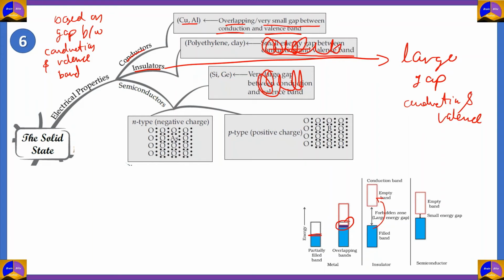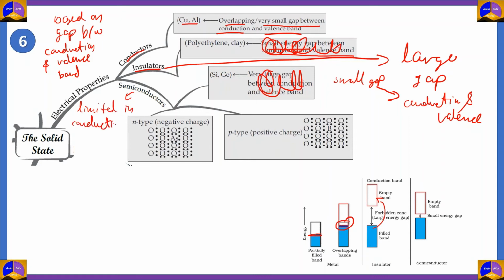When we look at semiconductors, semiconductors contain a small gap. There's a small energy gap between the conduction band and the valence band. So by itself, there is only limited conductivity for semiconductors. Semiconductors are usually limited in conductivity.